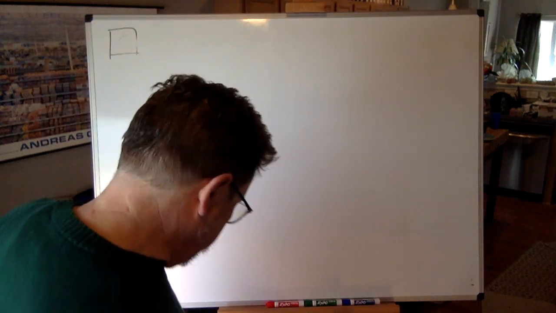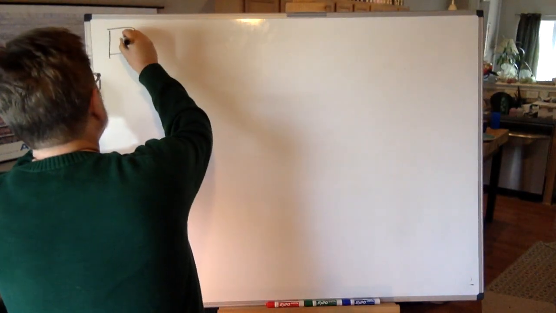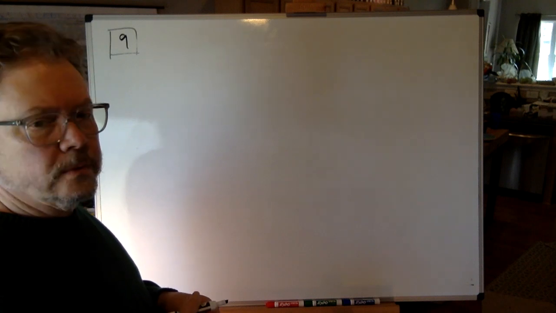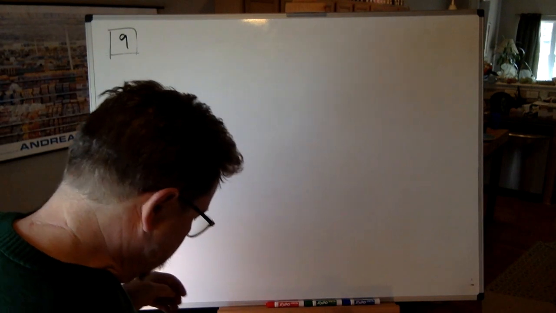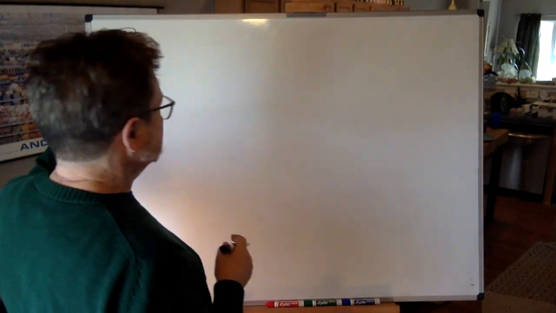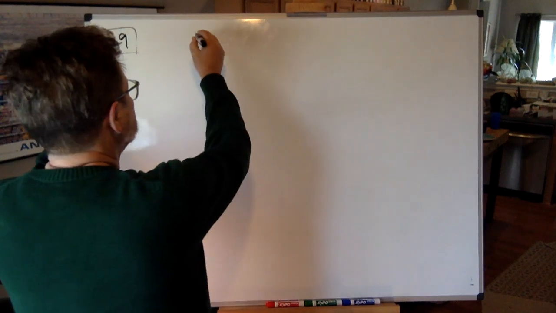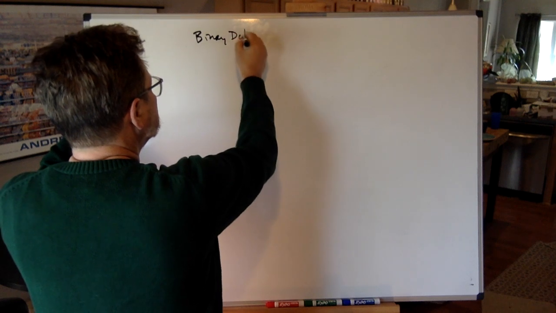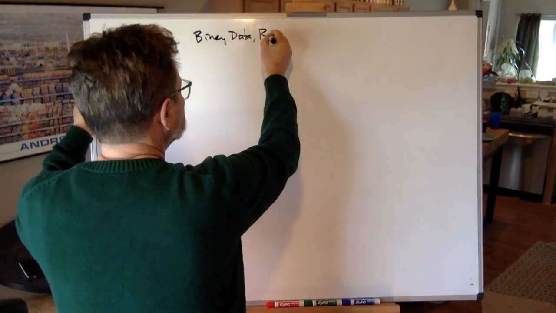This is video number 9 for Computer Science 1124, and we're still looking at stuff that we need to know for our Project 3, but I'm going to backtrack just a little bit. Actually, it feels like a lot now. I'm going to call this Binary Data Revisited. It seems like ages ago, doesn't it?